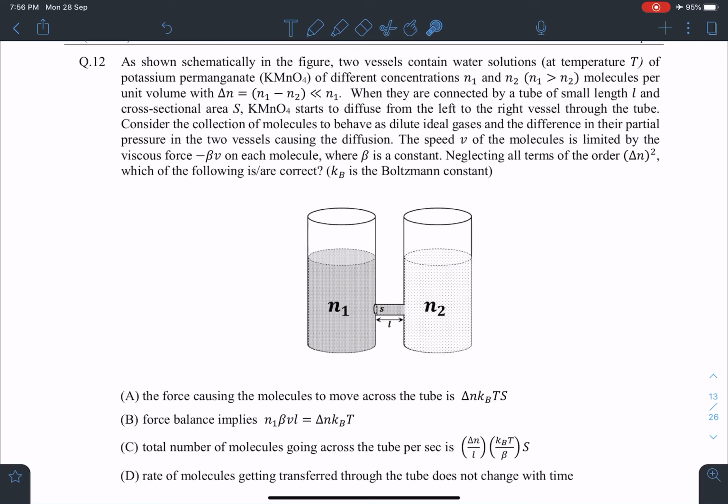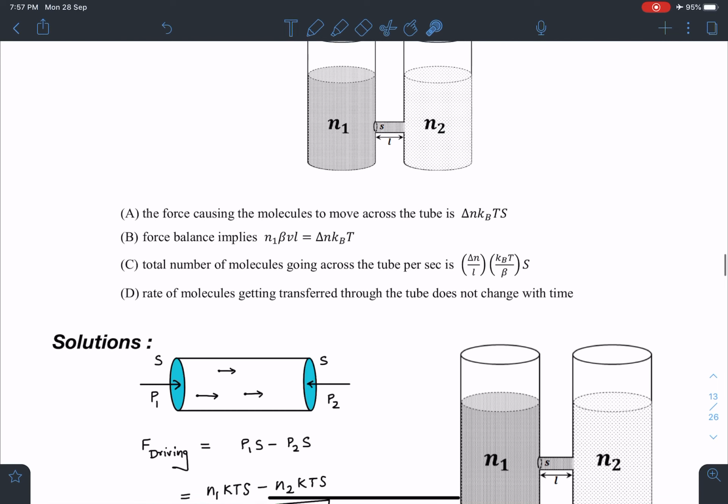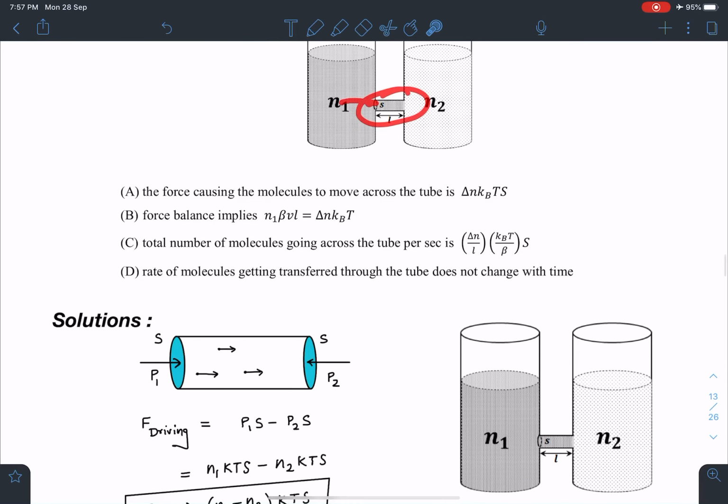So here this Kb is given as Boltzmann constant. So it's a very nice problem, very tricky also, and very difficult to crack in the exam. So here you can see, look at this tube. From one side one pressure is there, from other side another pressure is there.